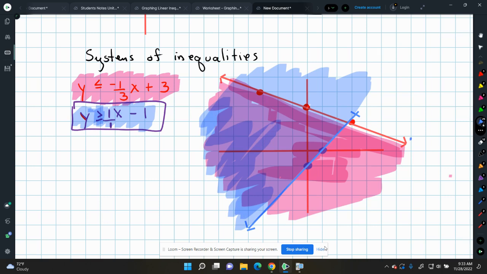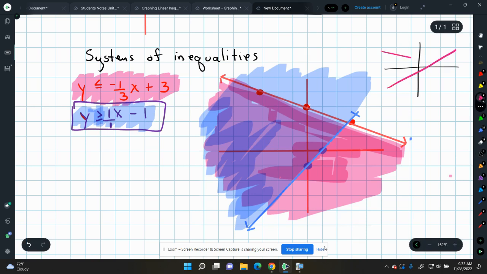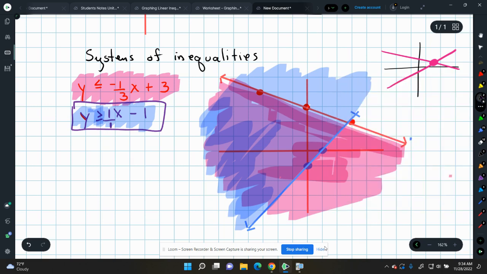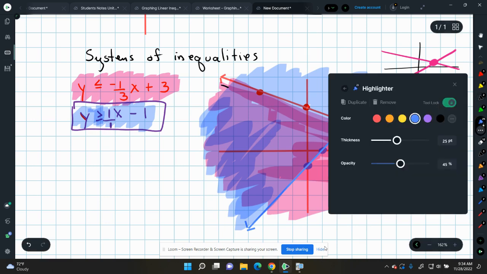When we graphed the system of equations, right, we were looking to see where the two lines intersected. When we graph a system of inequalities, we're looking to see where the two shaded regions intersect. So the solution to the system of inequalities is this area here where the two shaded regions intersect.